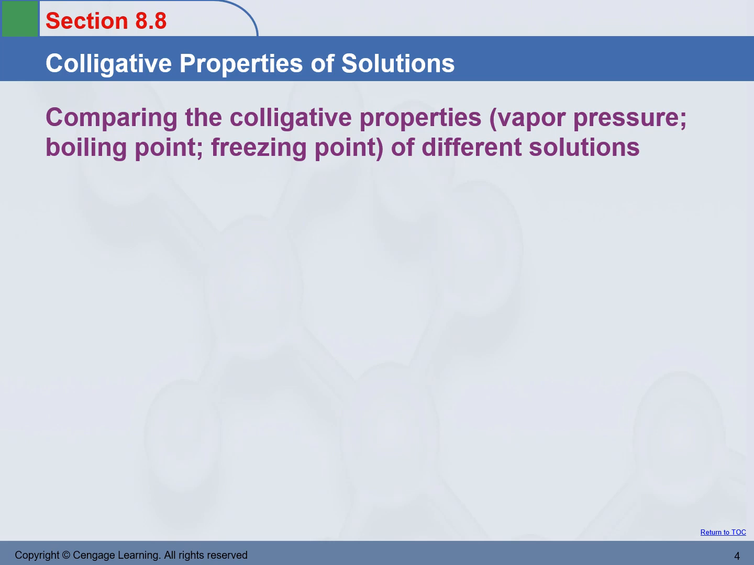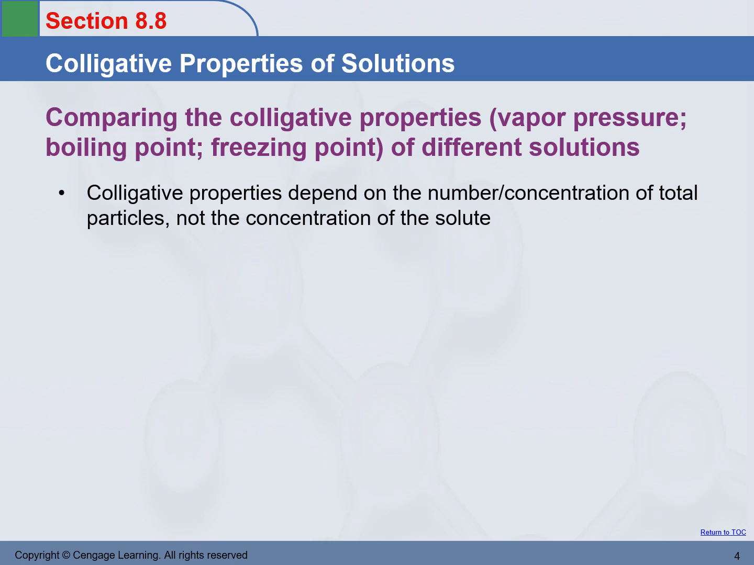Comparing the colligative properties means they will ask you to compare maybe vapor pressure, boiling point, or freezing point. Either one being asked is the same question, a colligative property question. So, comparing the colligative properties of different solutions.